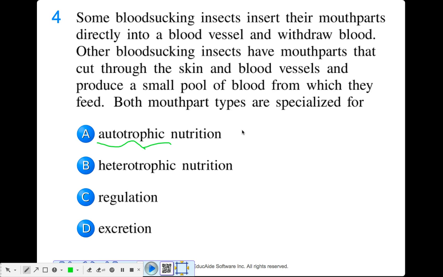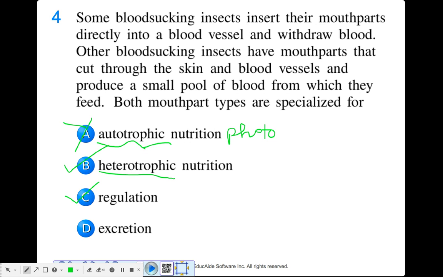What's autotrophic nutrition? Autotrophic nutrition is when something can make its own food. Would you suck blood if you could make your own food? No, you'd undergo photosynthesis. So I'm going to say that's not true. Heterotrophic nutrition. What's heterotrophic nutrition? That's something that has to get its food from someplace else. Would you suck blood if you had to eat for a living? Yep, you probably would.